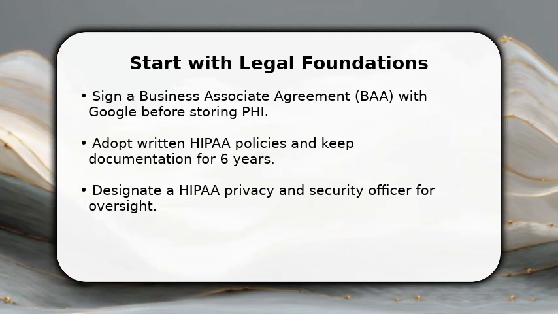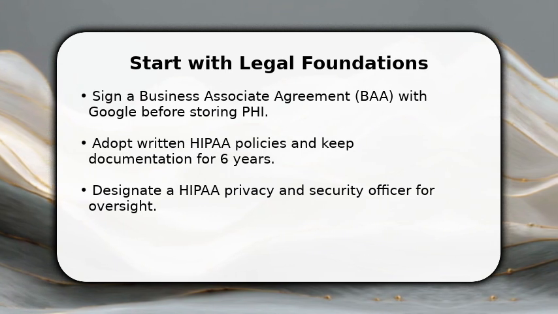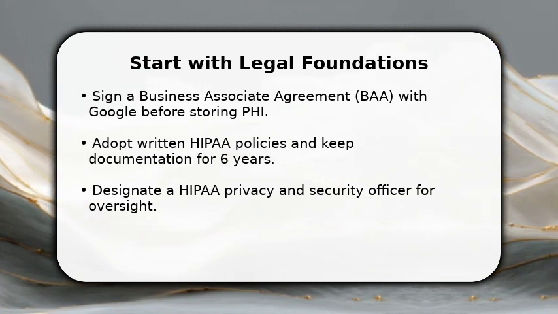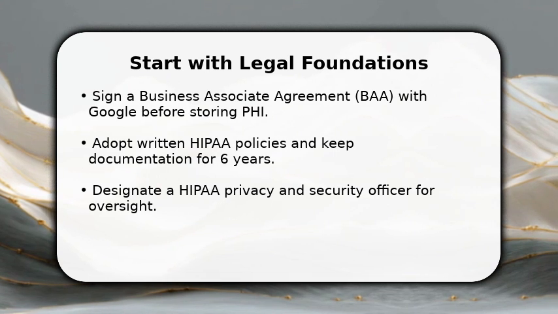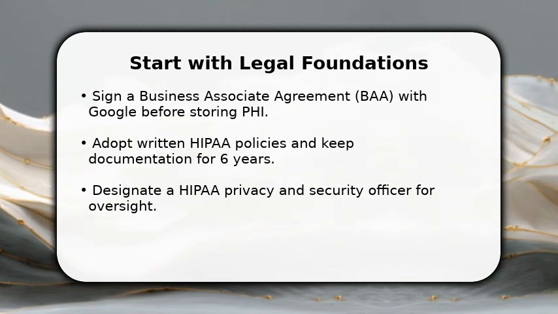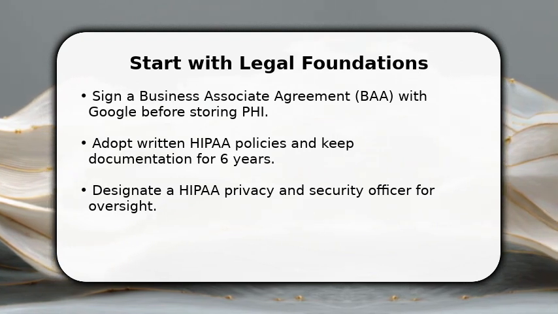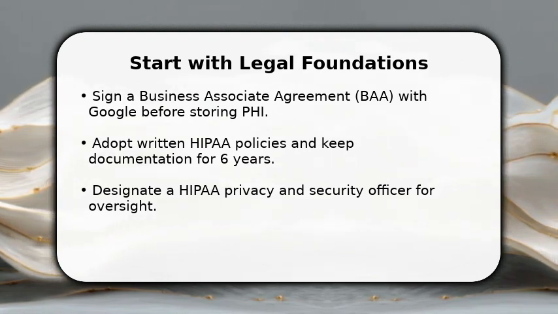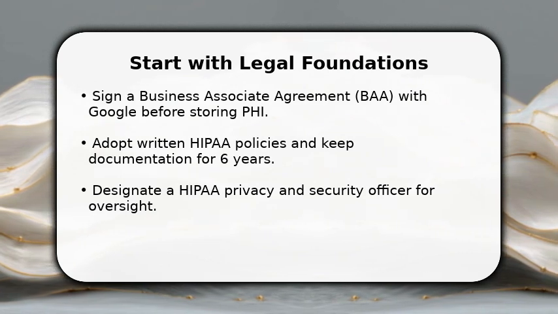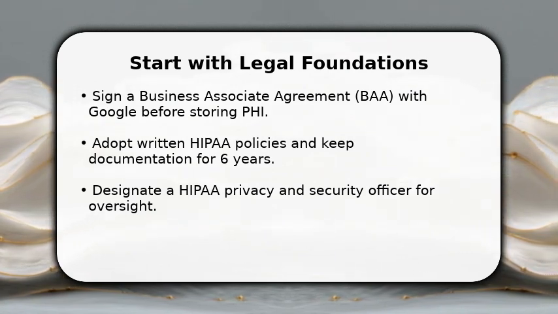Keep documentation of policies, training, risk assessments, and breach responses for 6 years to meet HIPAA record retention. Designate a HIPAA privacy and security officer who will own compliance tasks and reporting. Ensure leadership understands obligations and budgets for security controls and training.